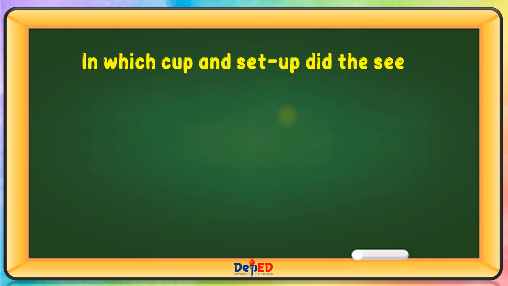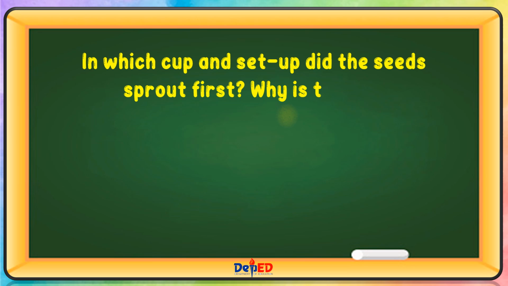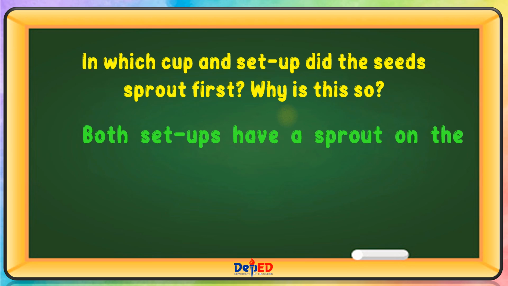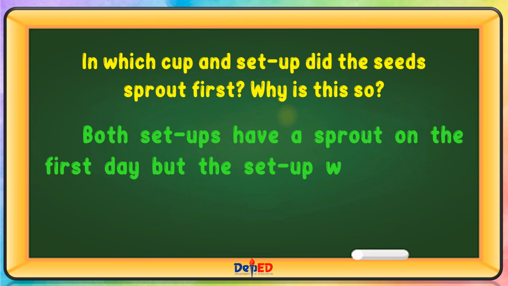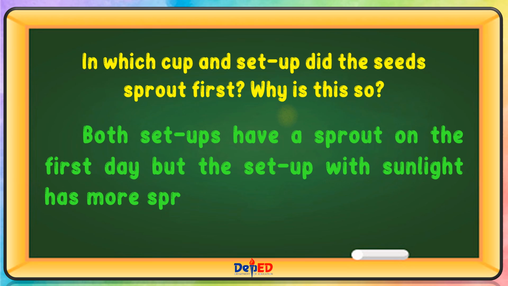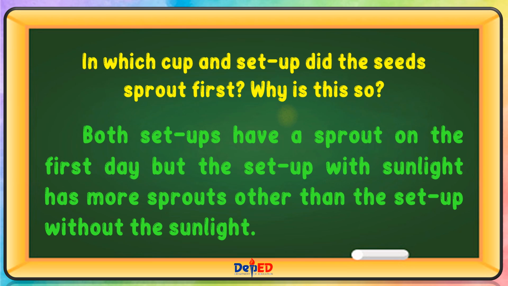In which cup and setup did the seeds sprout first? Why is this so? Both setups have a sprout on the first day, but the setup with sunlight has more sprouts than the setup without the sunlight.